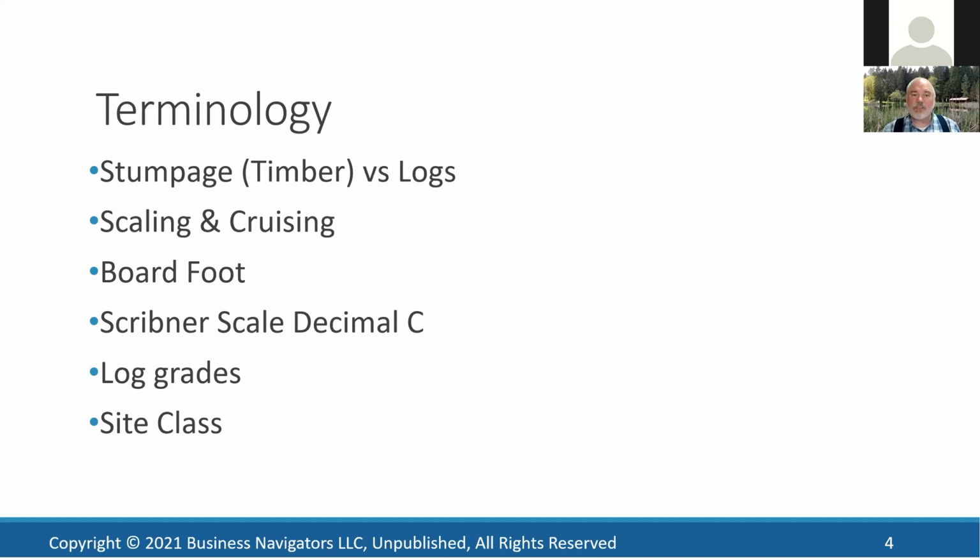The Scribner scale, decimal C, is the method that we use here in Western Oregon for computing the amount of board feet of lumber that is contained in a log. This method was developed in 1846 by a guy named J.M. Scribner, which is why we call it the Scribner method. So it's a really old system.